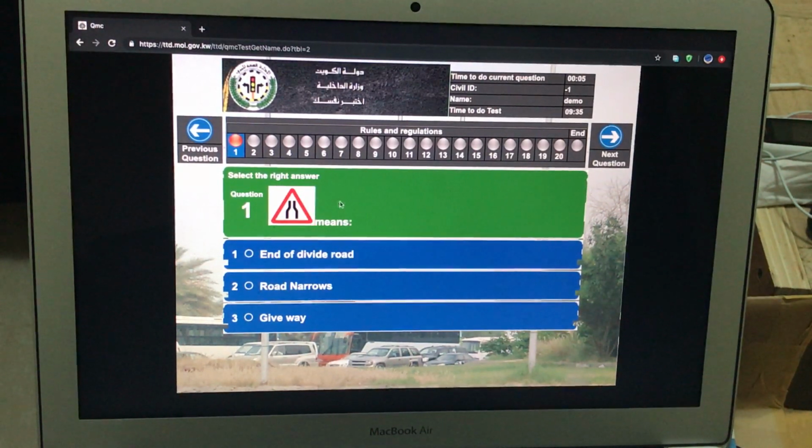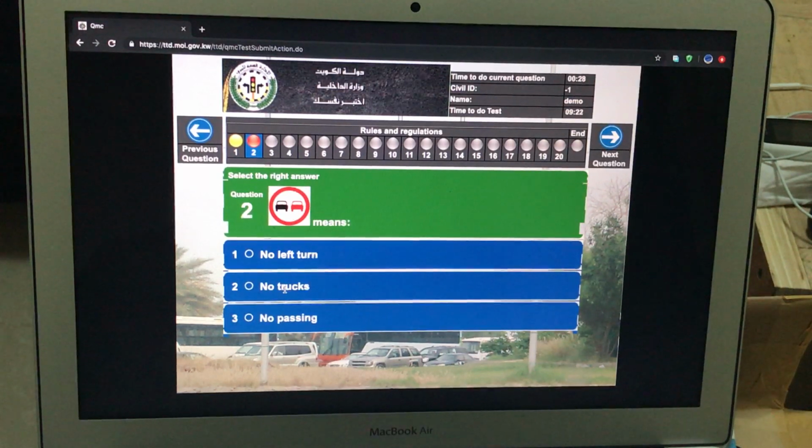This is our first question. There is a logo and it says, what does it mean? It will mean, of course, road narrow. Wherever there is a green tick, that is what I am selecting. The answer you select becomes green, and at the end of the 20 questions you will get the result.